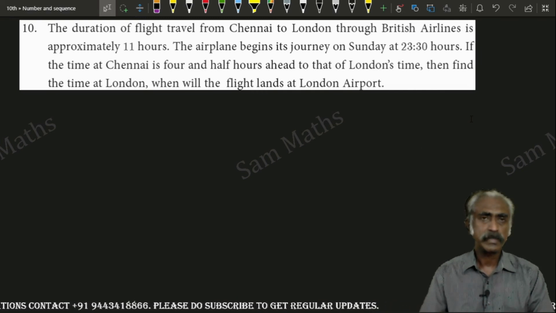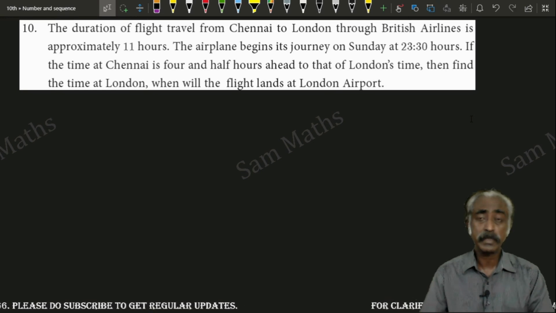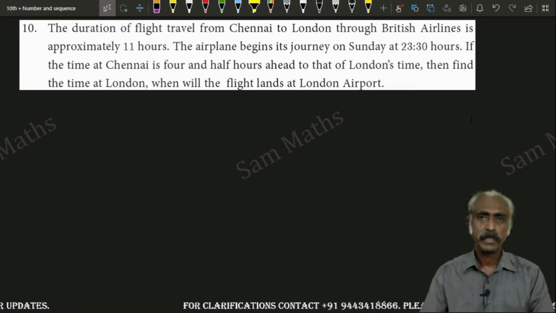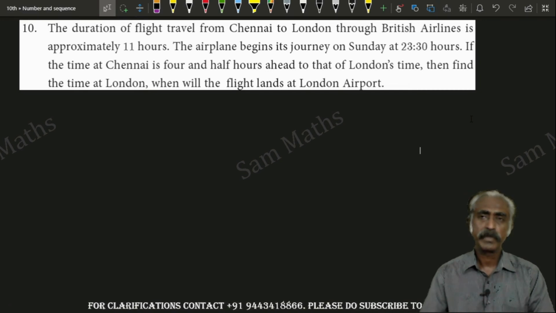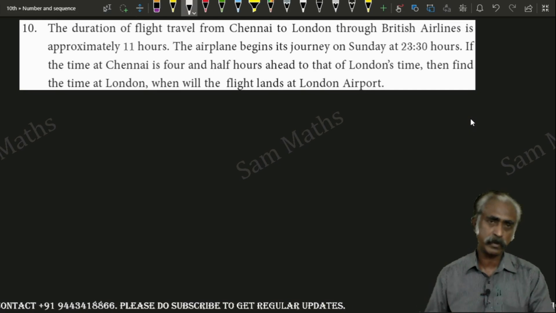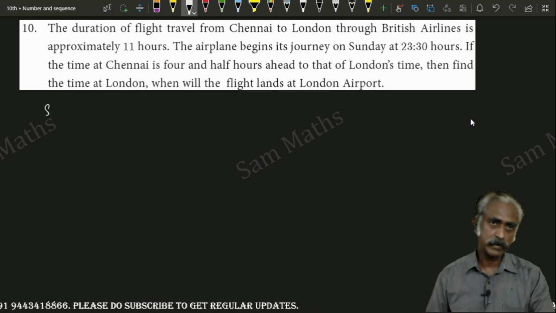Now the 10th question, the duration of a flight travel from Chennai to London through British Airways is approximately 11 hours. The aeroplane begins its journey on Sunday at 23:30 hours. If the time at Chennai is 4.5 hours ahead to that of London's time, then find the time at London. When will the flight land at London airport? Now the solution.